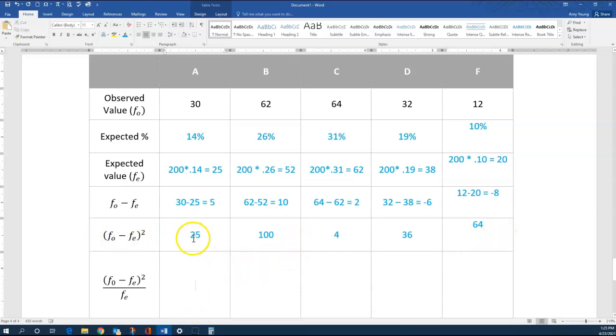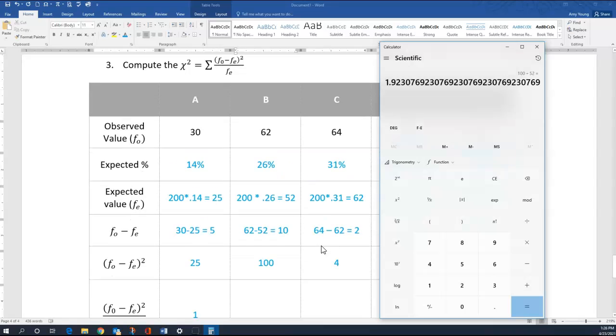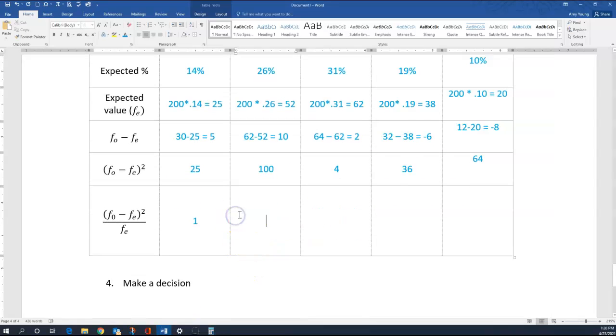Alright, so the last thing we're going to do is take that 25 and divide it by that expected value. So if we do 25 divided by 25, that's going to give us 1. So we're going to do 100 divided by 52, and that gives us 1.92, so we're going to round it to 2 decimal places, 1.92.